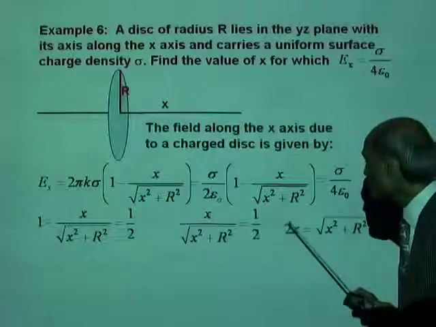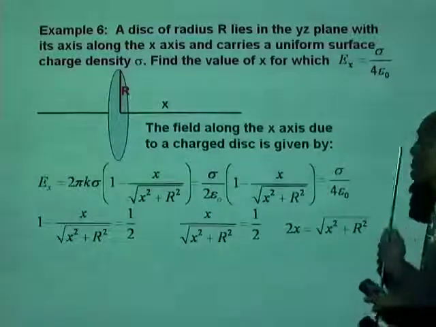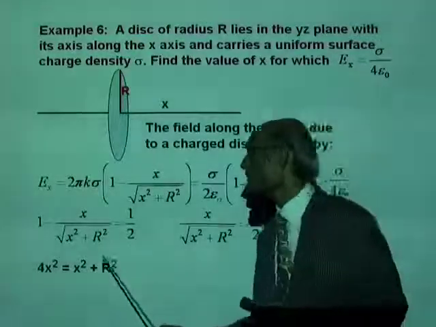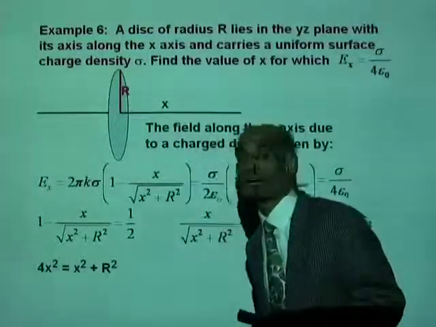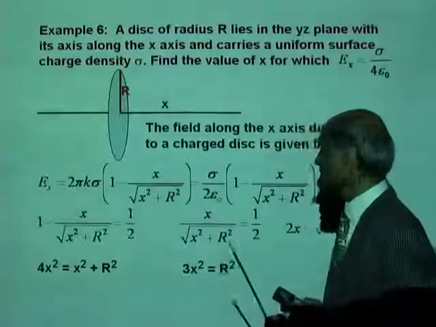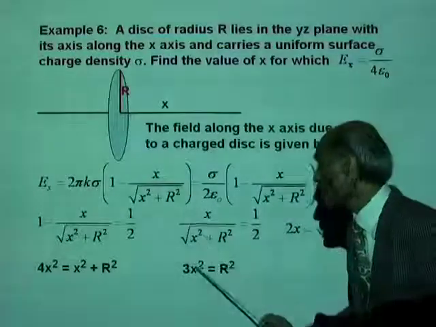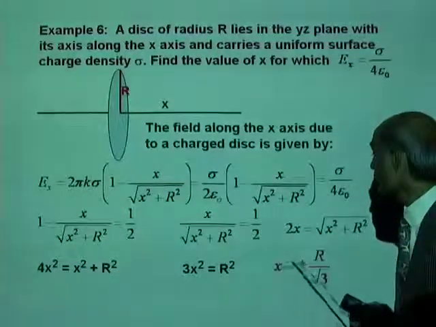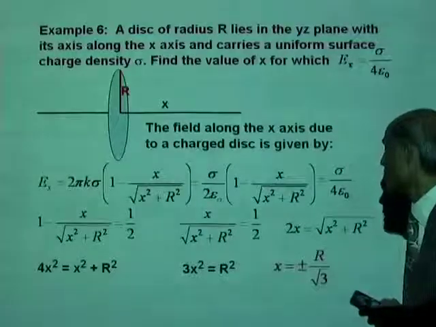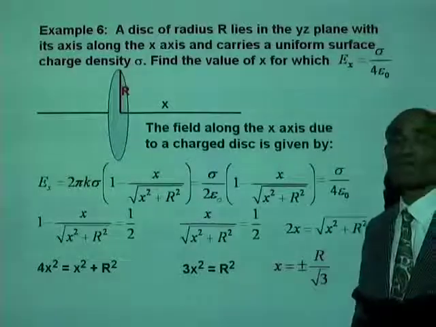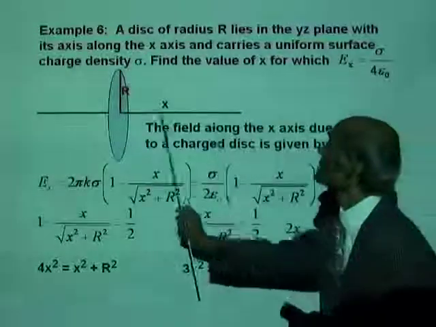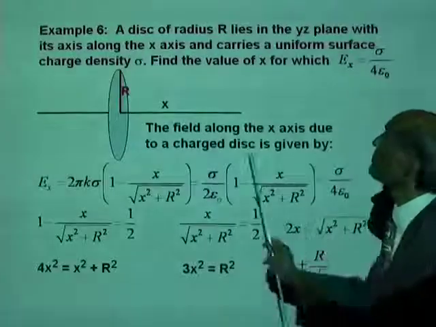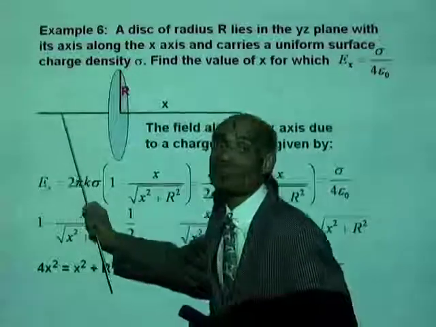I think it is simple. We square both sides to get rid of the square root. 4x squared equal to x squared plus r squared. And moving the x squared to the left, we get 3x squared equal to r squared. Or x squared equal to r squared over 3, or x equal to plus or minus r over square root 3. That means there is a point on the right side where the field will have this value, also a point on the left side.